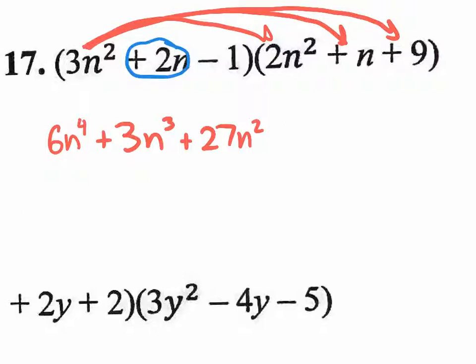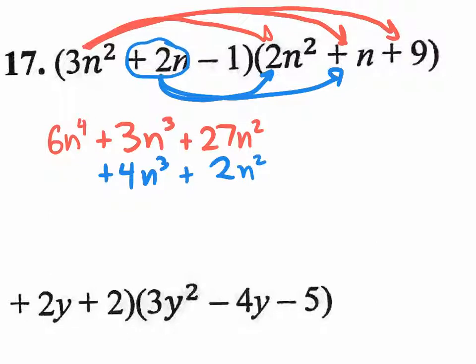The plus 2n, when I go plus 2n times 2n squared, what do I get? Positive 4n cubed. Now, where am I going to write that at? Under the other n cubed term. So positive 4n cubed is going to go right under the 3n cubed. When I go 2n times n, what do I get? 2n squared, and I want to write that 2n squared right underneath the other n squared term. And then 2n times 9, that's 18n, and there is no other n term, so I just write it 18n.